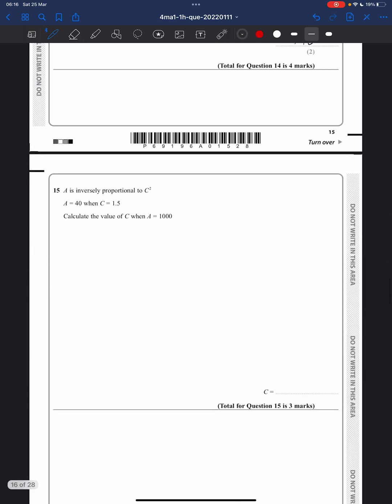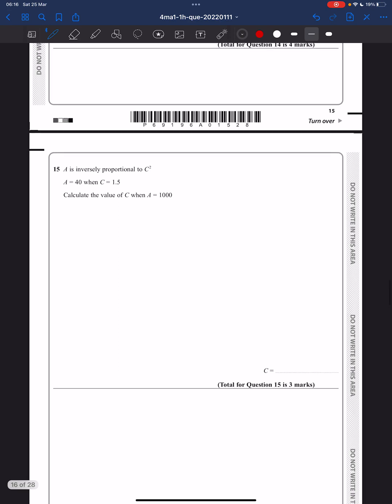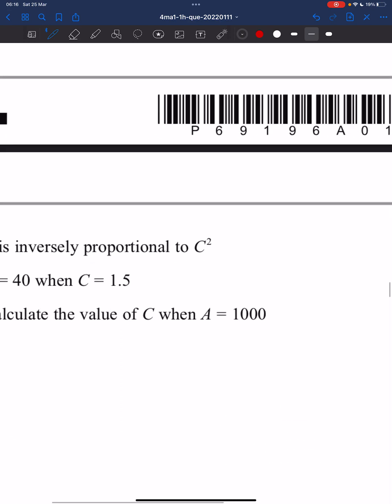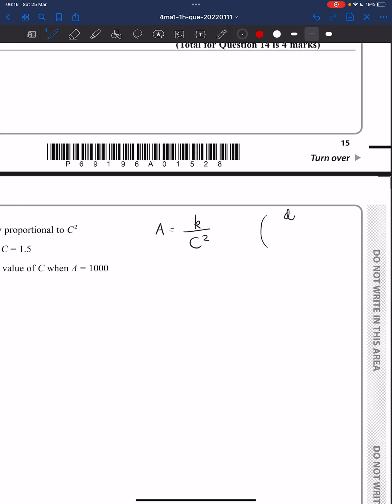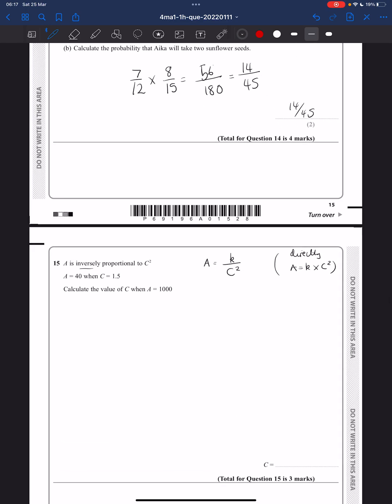Yes. Okay, 15. A is inversely proportional to C squared. A is 40 when C is 1.5. Calculate the value of C when A is 1000. Right, so if A is inversely proportional to C squared, it means it's a constant divided by C squared. The other one that you get is directly proportional, which is not in this question. If it was, it'd be A equals constant times C squared.